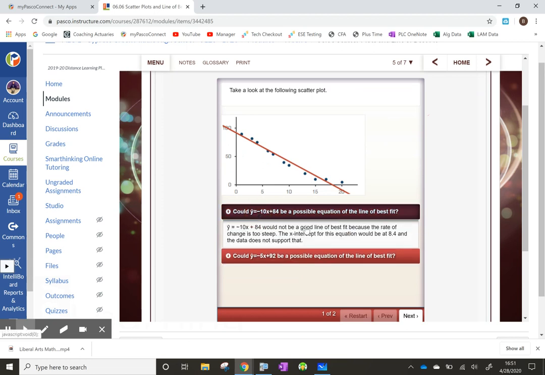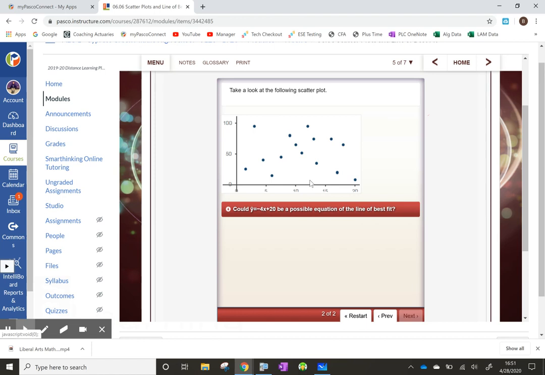This says it would not be a good line of best fit. It's too steep. Again, you really wouldn't know that it's too steep unless you did the math that we did, right? I went out and actually found points to find the slope. I didn't know the slope was going to be negative 5 just by looking at this picture. I knew the slope was negative 5 because I did the math. So it's hard to say it's too steep when you don't do any math.